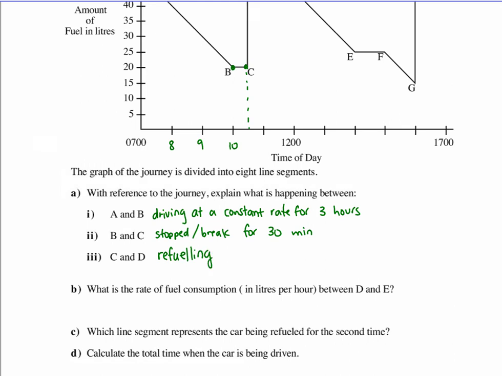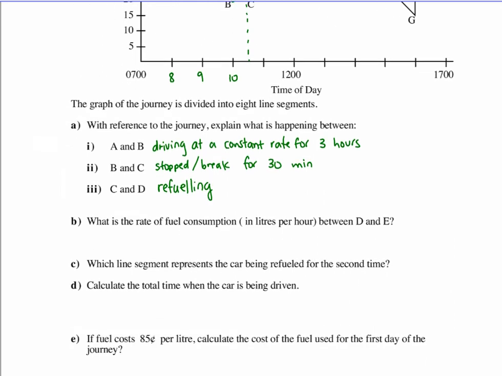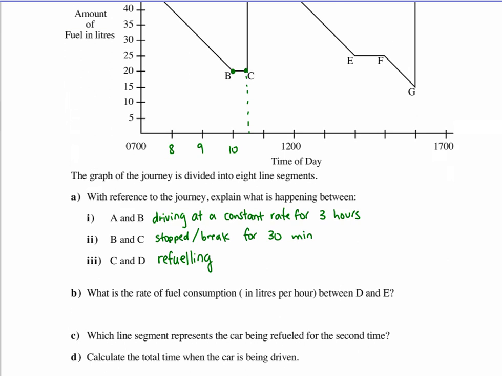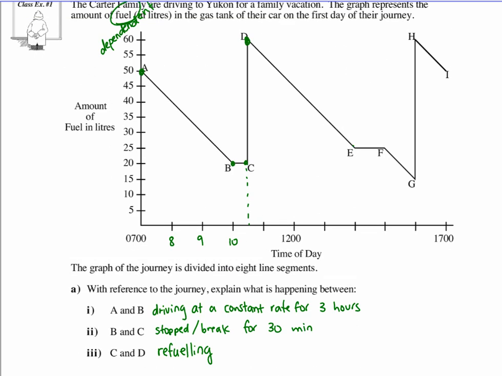So obviously a full tank is about 60 liters in their vehicle. Okay, what is the rate of fuel consumption? It says in liters per hour between D and E. So between D and E, if we want the rate of fuel consumption, we need to figure out how much fuel did they lose and how long did it take them to lose it.